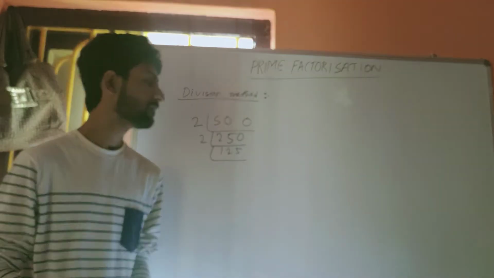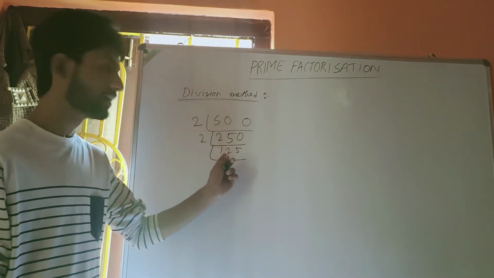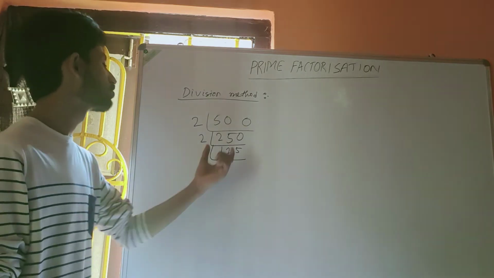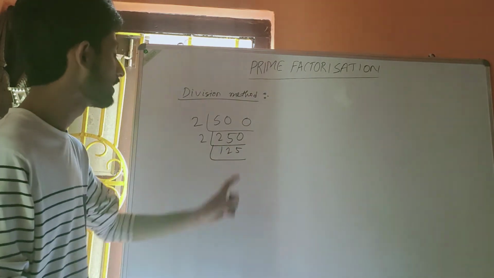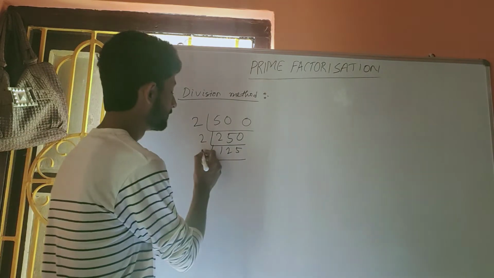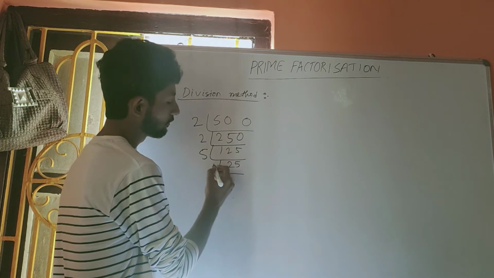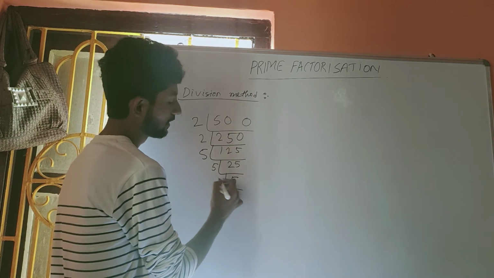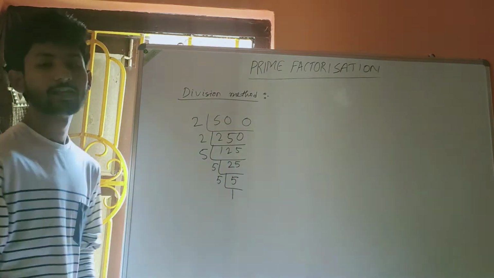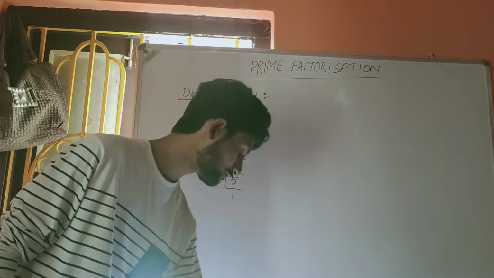Now for 3, we have to check. 1 plus 2 is 3, 3 plus 5 is 8. 8 is not divisible by 3, so it is not divisible by 3. But the last digit is 5, so it is divisible by 5. Divide by 5 and you will get 25. Now it will go with 5 again, then you will get 5. Then 5, then 1. So this is the division method. Okay?